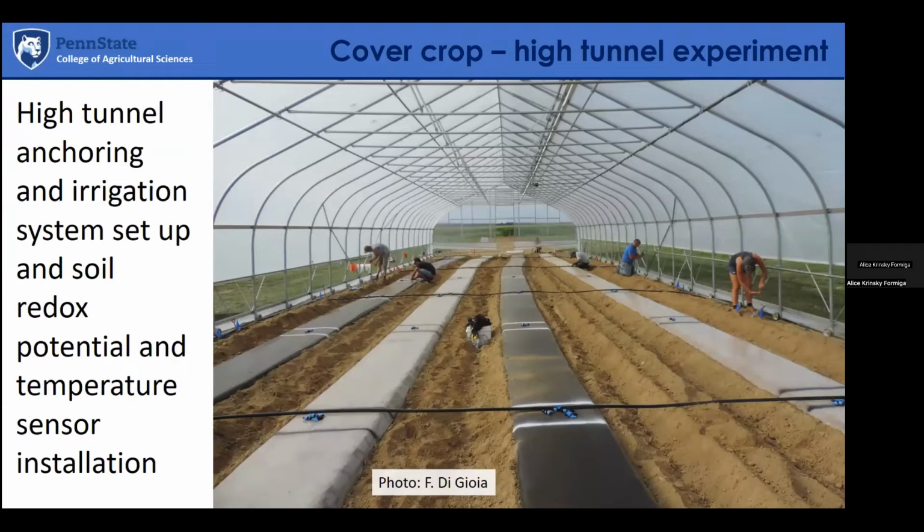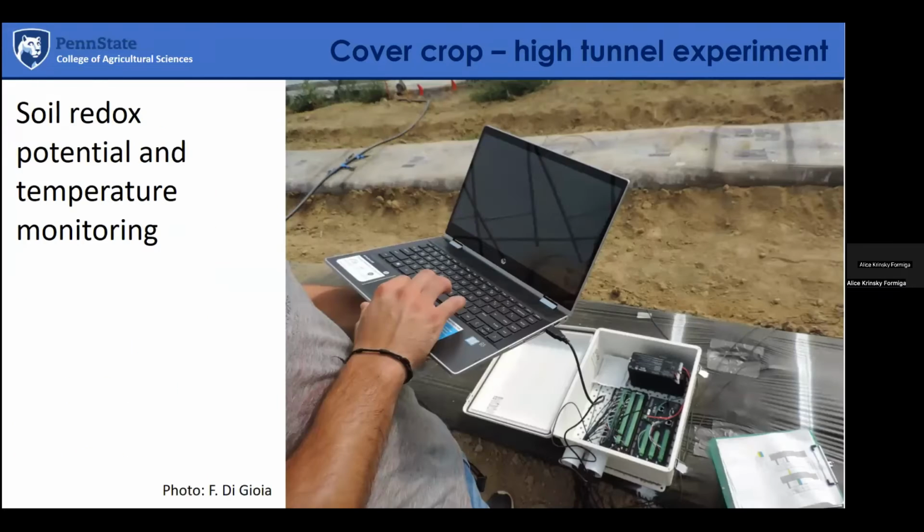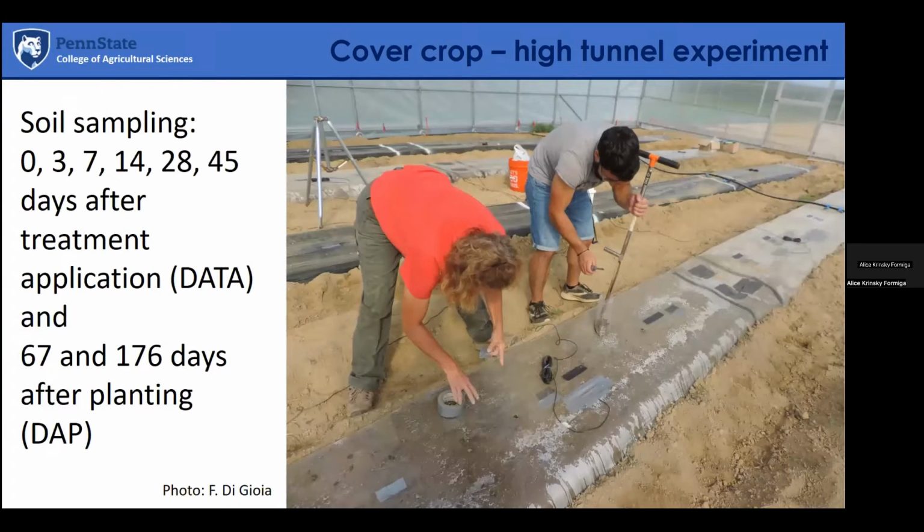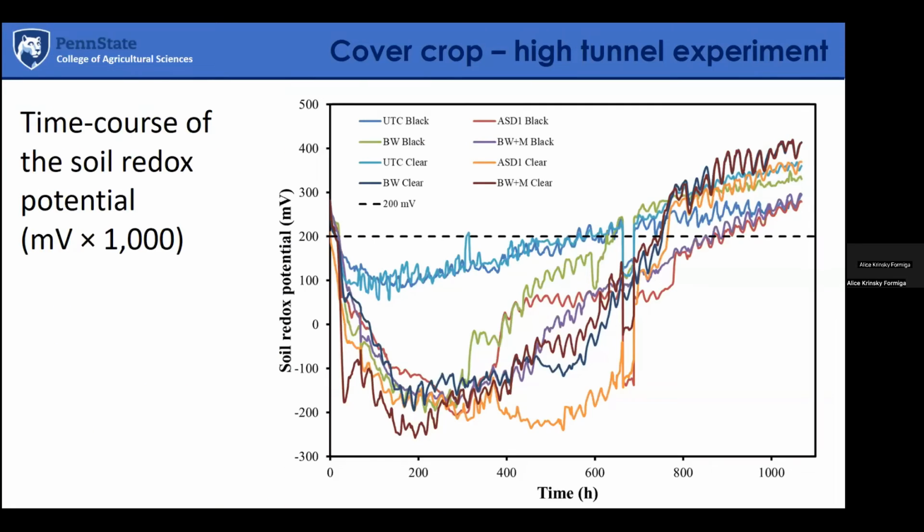We moved the tunnel on top, started irrigating everything, and started setting up sensors to measure the soil redox potential, the soil temperature, a bunch of stuff. We did a bunch of soil sampling and assessment on the plants. We were growing cabbage afterwards.